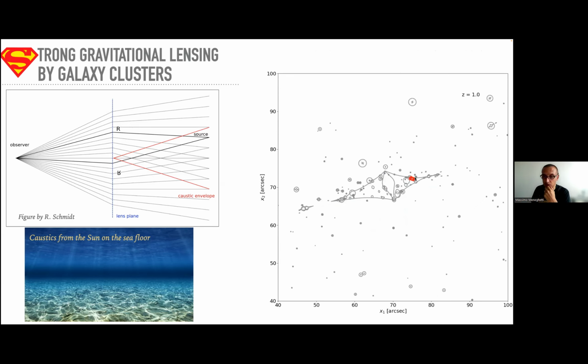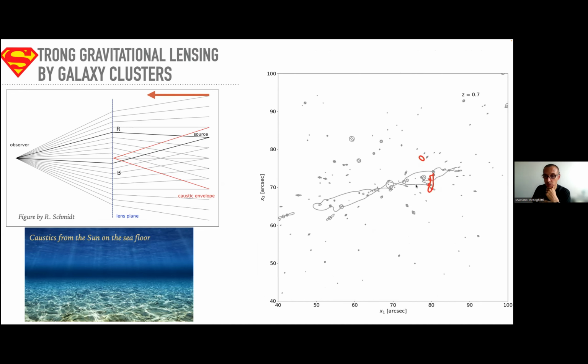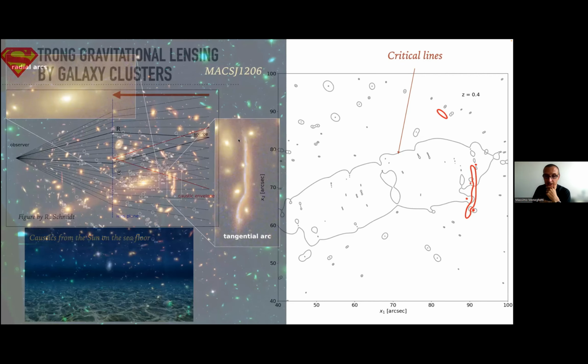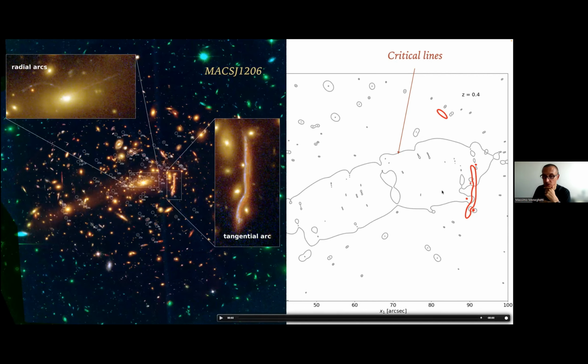So if we place, for example, this red source here inside this caustic of the cluster, and then we do the reverse operation, so we move our light rays back to the observer, what happens is that when we unfold the sky, we form large arcs like this one. So this explains the mechanism to form these strong lensing features here.